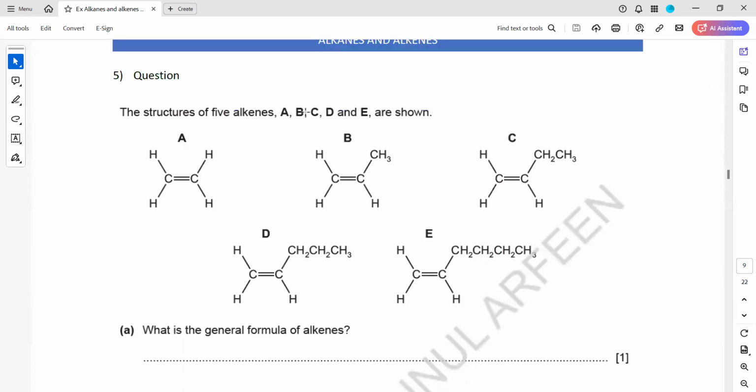In question 5, the structures of 5 alkenes are shown. What is the general formula for alkenes? What is the general formula for all the alkenes? Because the number of hydrogen atoms is always twice the number of carbon atoms. So if the carbon is n, the hydrogen will be 2n.